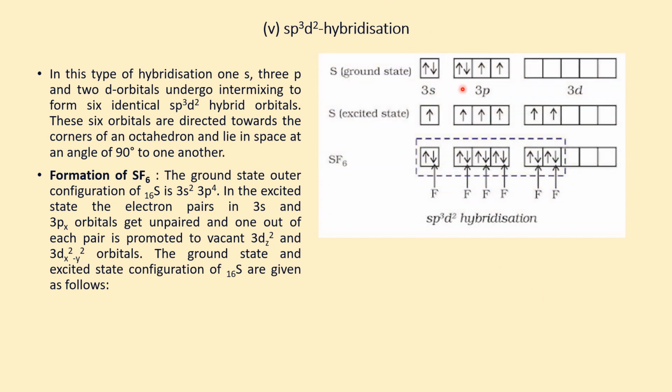So this is the ground state of sulfur. So there are 3s, 3p and 3d orbitals. In the excited state, electrons are redistributed in 3s, 3p and 3d as shown on the screen. This is the excited state and this is the ground state. So in SF6 configuration, there are six fluorine orbitals which combine to form sp3d2 hybridization, and its geometry is shown on the figure.